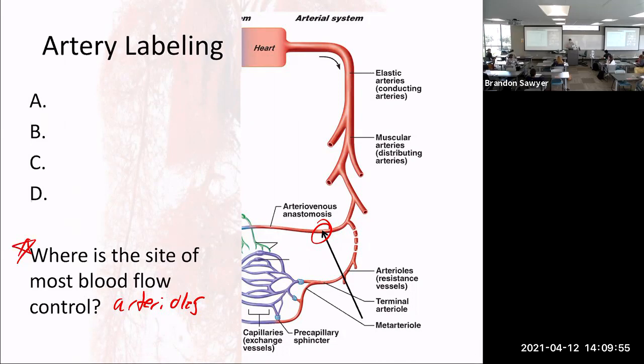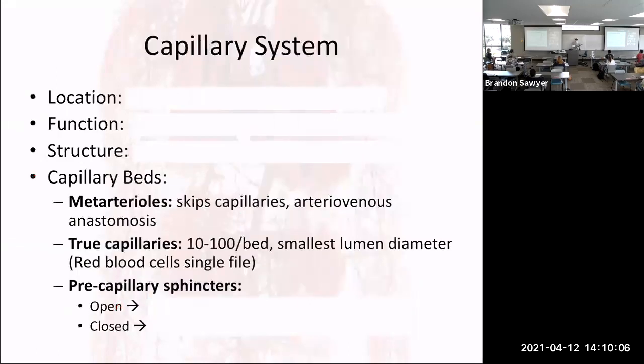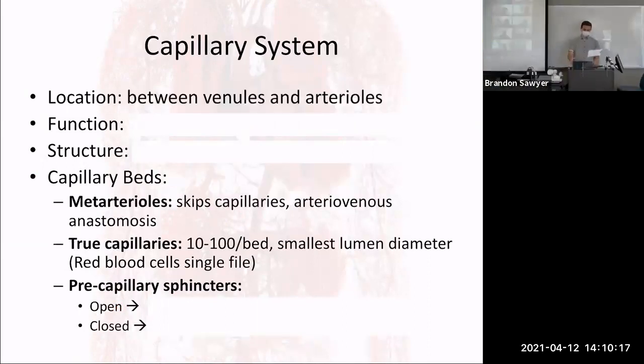Okay. Any questions on those? Okay, so those are arteries. Let's talk about the ones in the middle now. We're going from artery to capillary, and then we'll go to the veins last. The capillary system is located between the arteries and veins, but more specifically between the arterioles, which we've talked about, and the equivalent of those arterioles on the vein side, which are called venules.